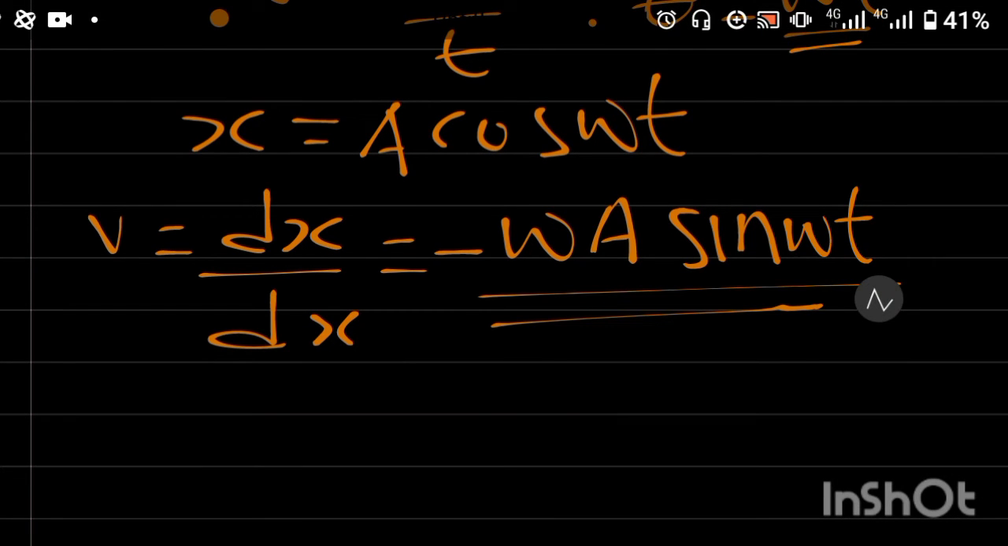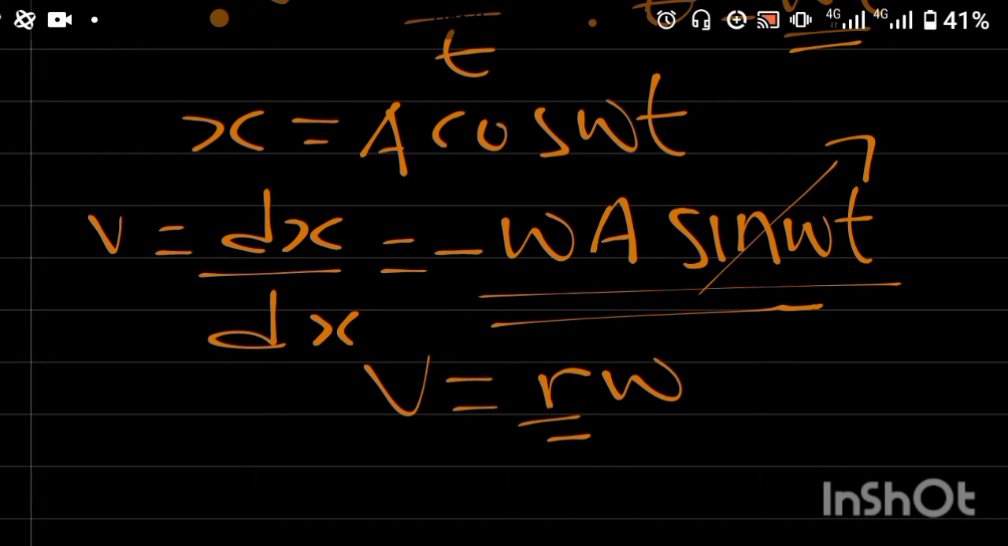But don't forget, initially we proved that v is equal to r omega. This r is the displacement, while a is also equivalent to r. It's just that we have used another letter to replace a. So in a situation whereby sine omega t tends to 1, then that is when we have v equal to r omega. On what condition is sine omega t equal to 1?